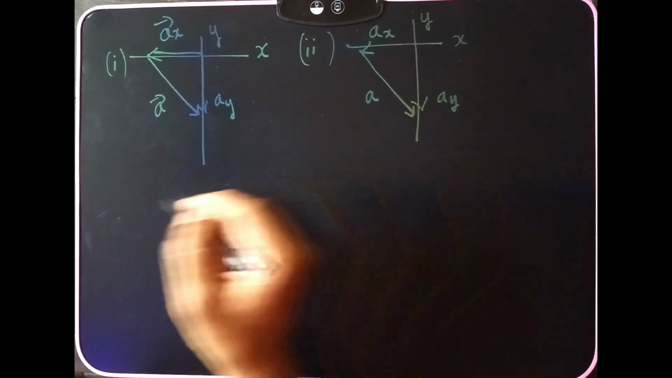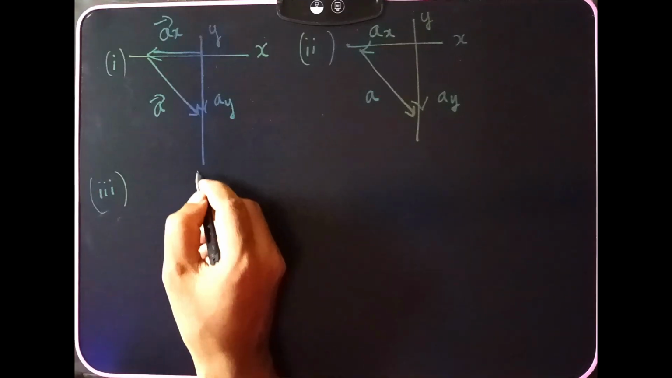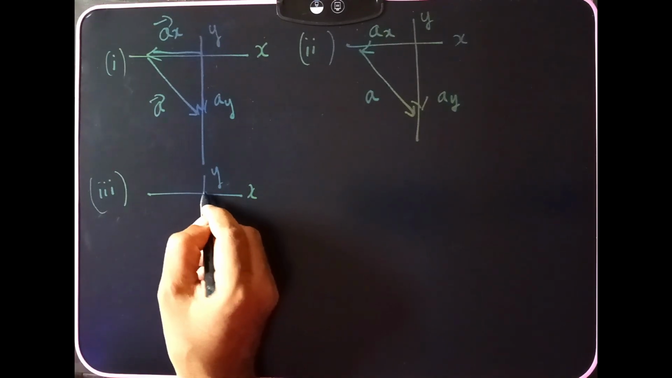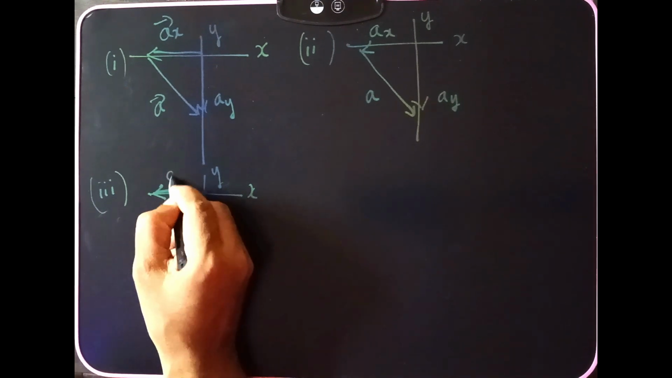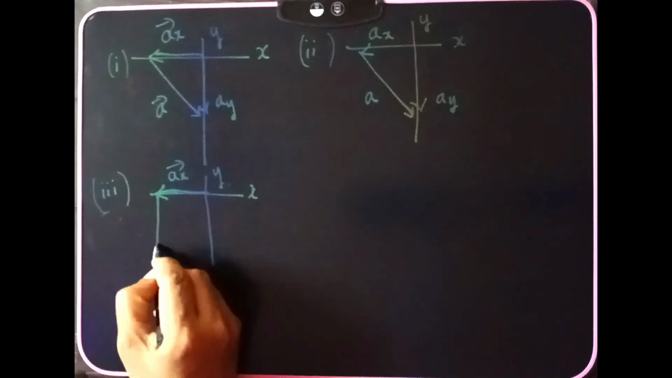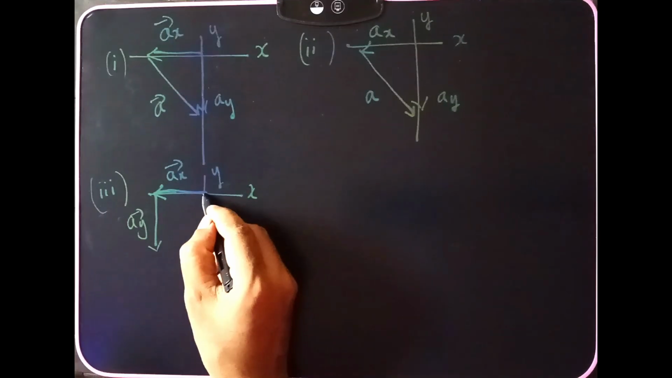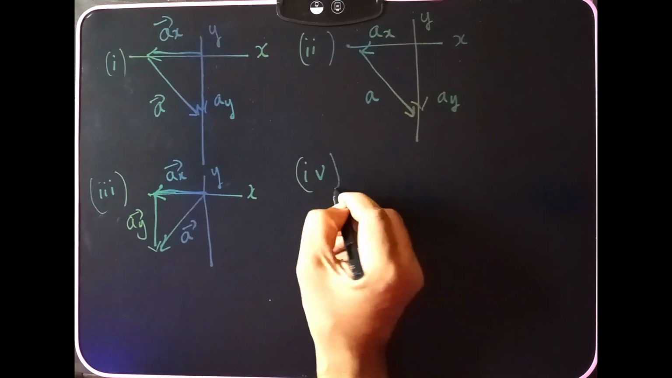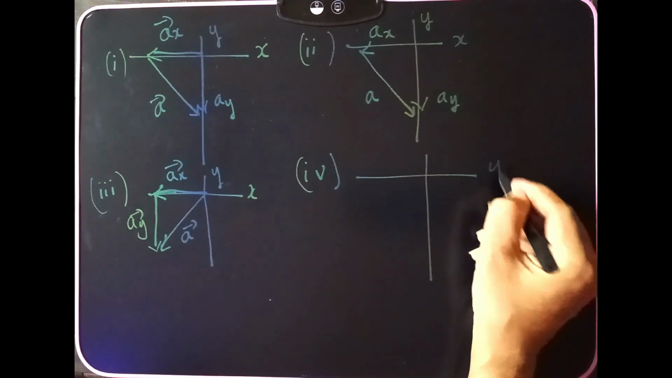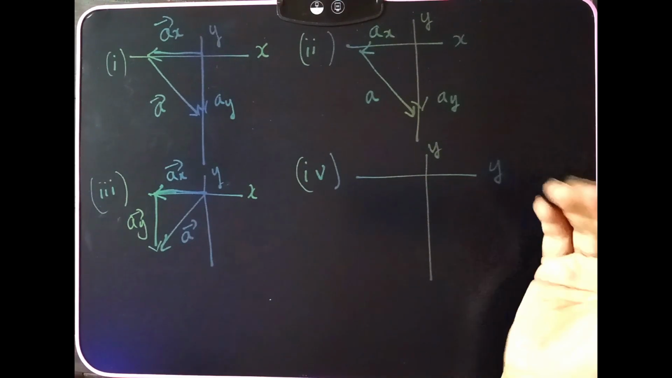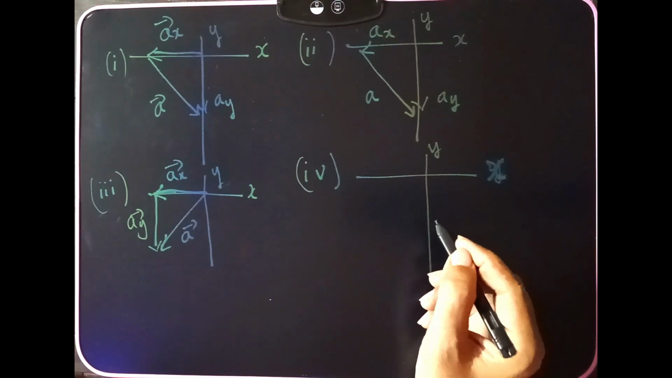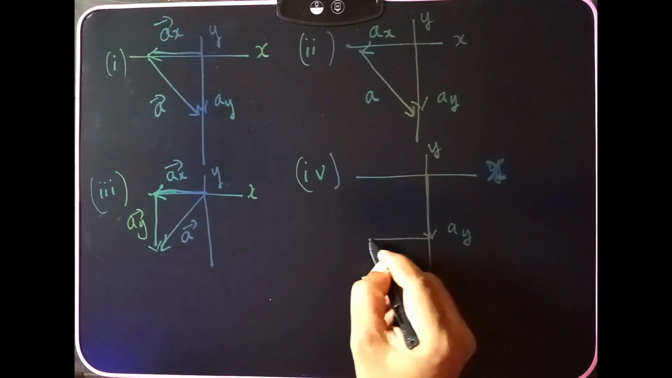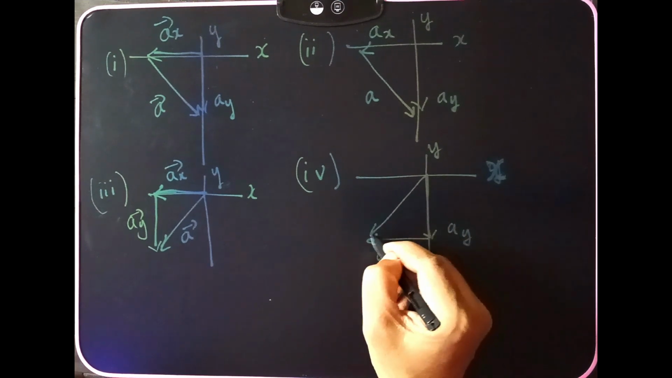All right. Third graph, third representation is same, y and x. This time you have ax, then you are given ay, and then you are given a resultant vector. Fourth case, you have y. This is x. So you have this is ay, this is ax, and this is A.